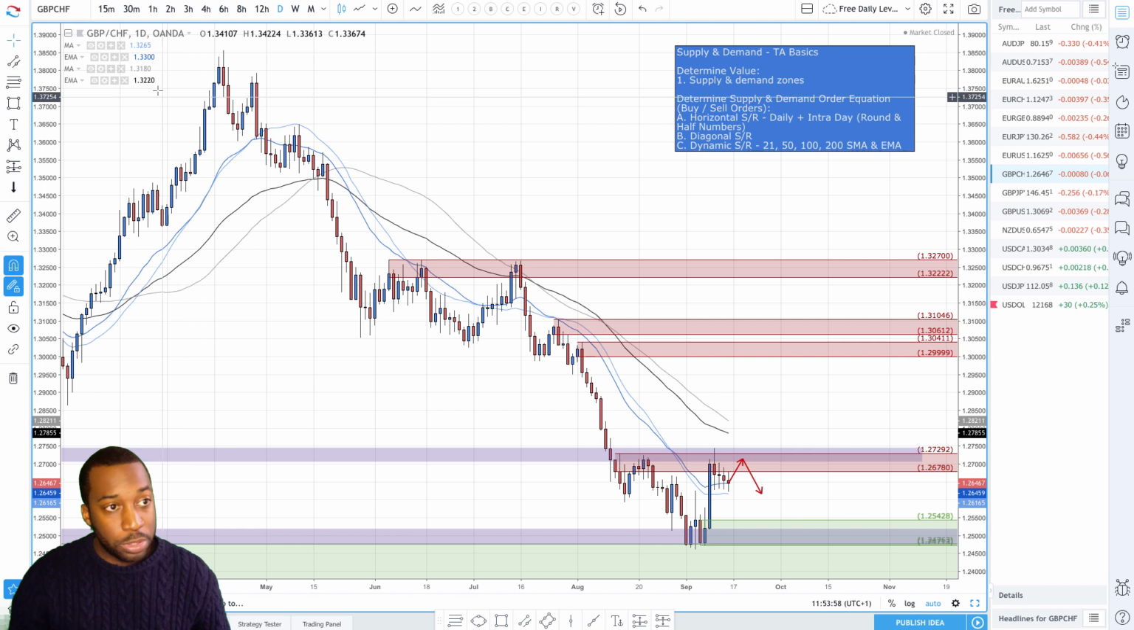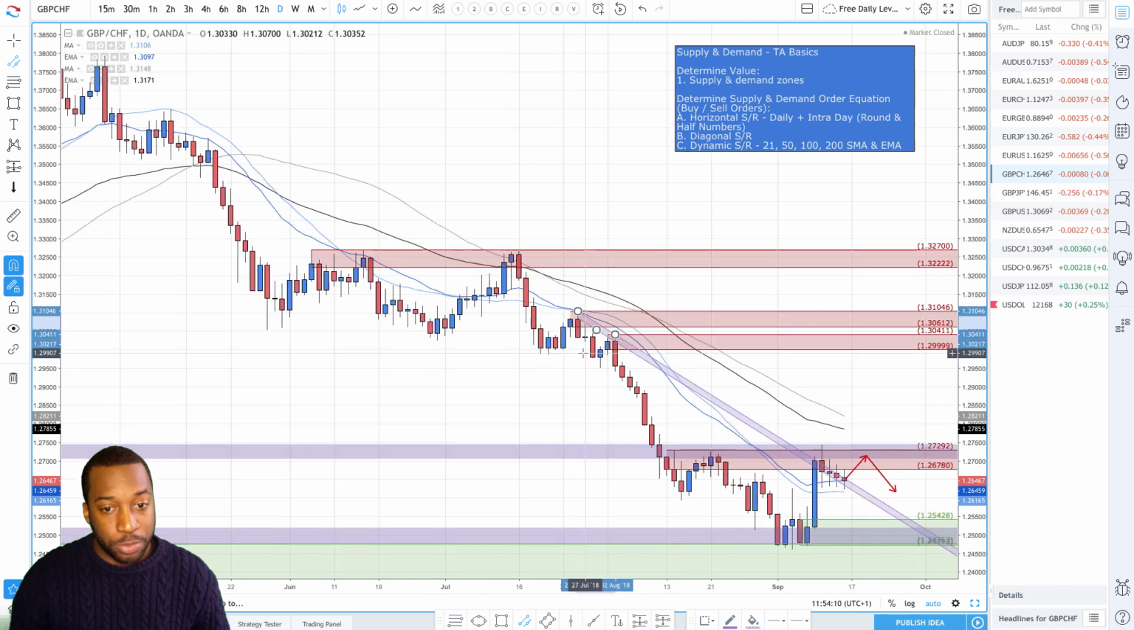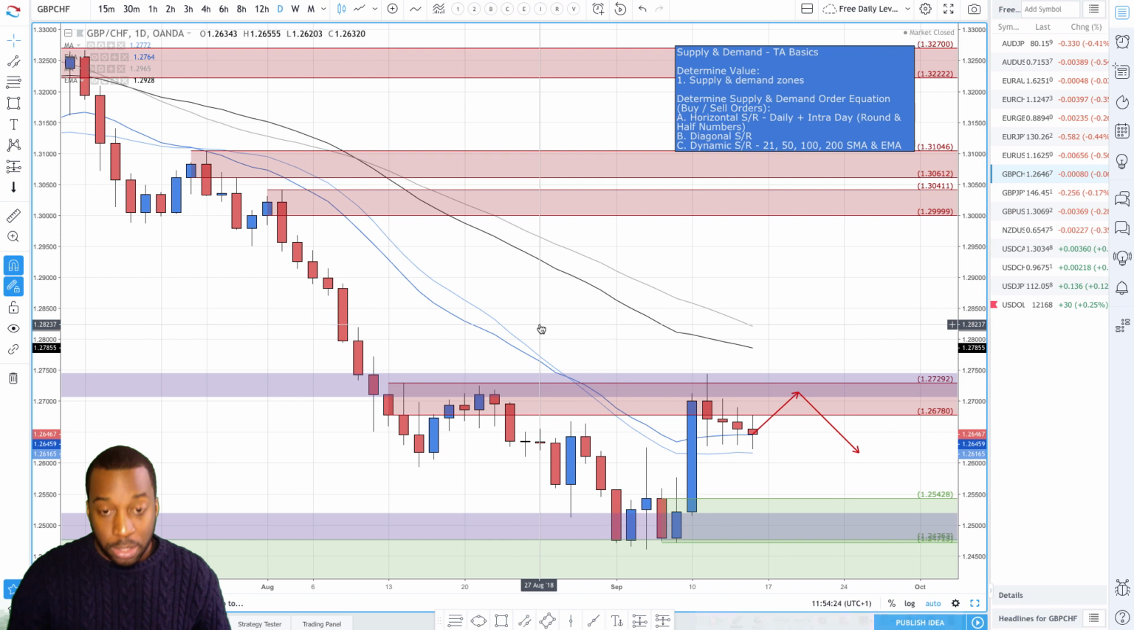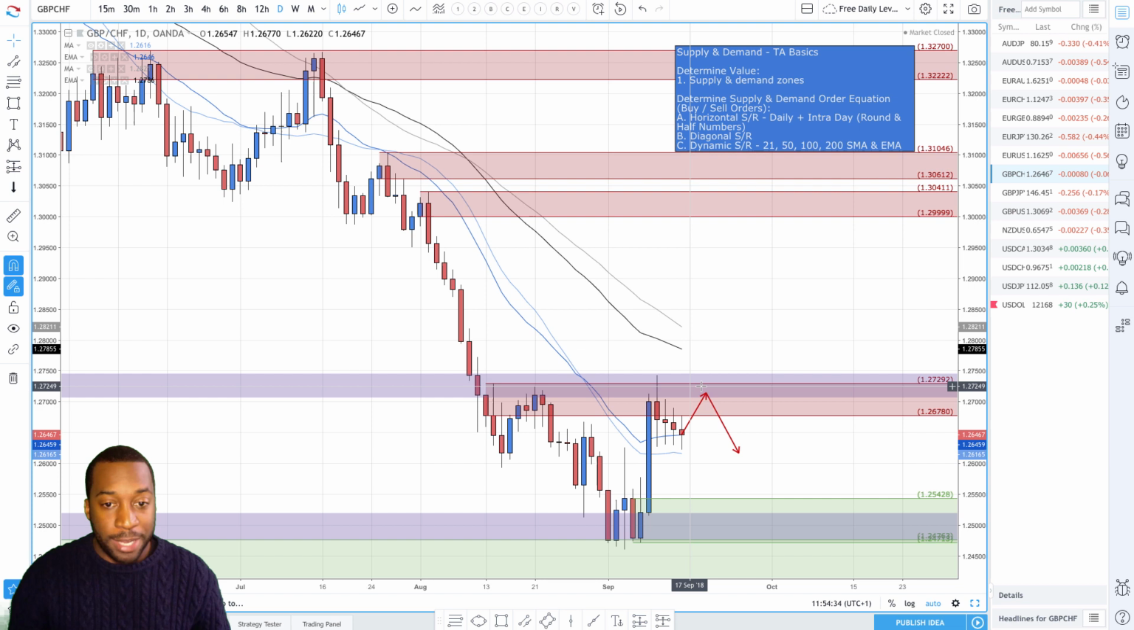Any diagonal resistance? Nope. Let's look at something from maybe here to here. Nope. And from here to here, there's potentially some right there, right? So you can see it's been reacting off of it, but I think if it comes up, then that level would have probably gone anyway. So dynamic again is right above the supply zone right here, so it may not get up to the 50.